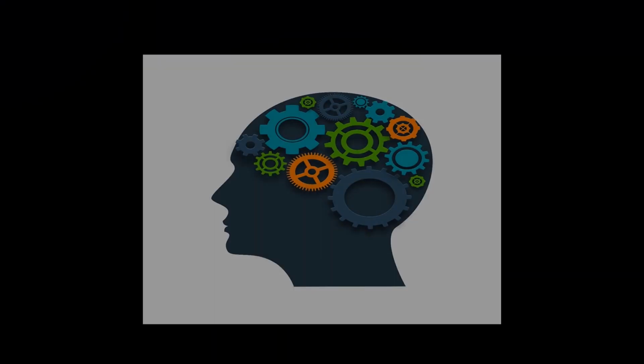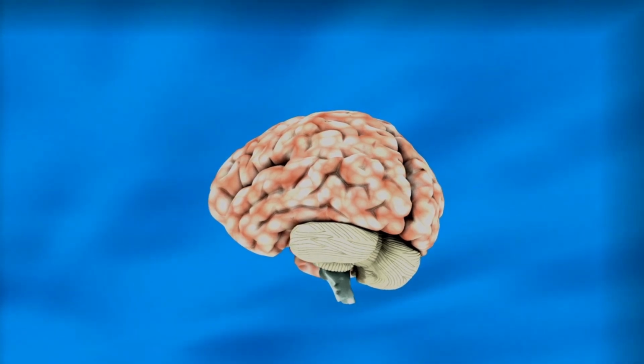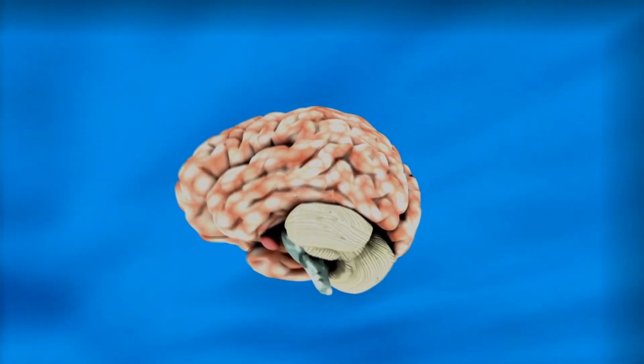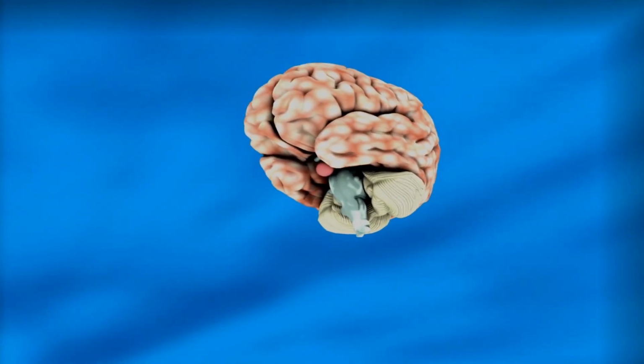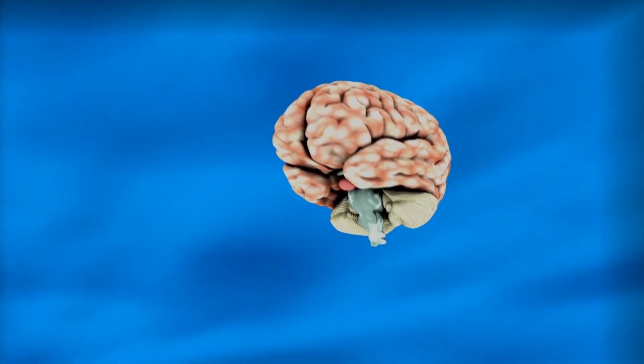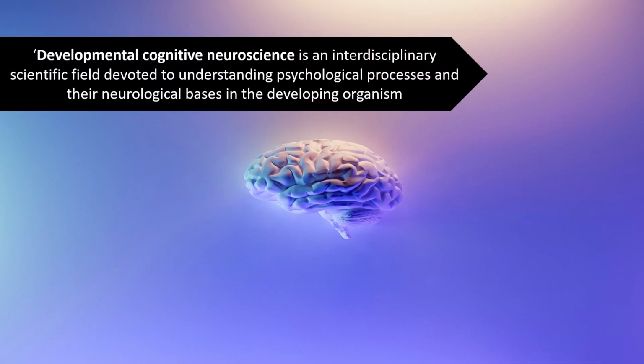Coming to the developmental cognitive neuroscience approach, the goal of this approach is to know how brain function gives rise to mental processes such as logical thinking, reasoning and vision. This approach looks at cognitive development through the lens of brain processes. Developmental cognitive neuroscience is an interdisciplinary scientific field devoted to understanding psychological processes and the neurological basis in the developing organism.